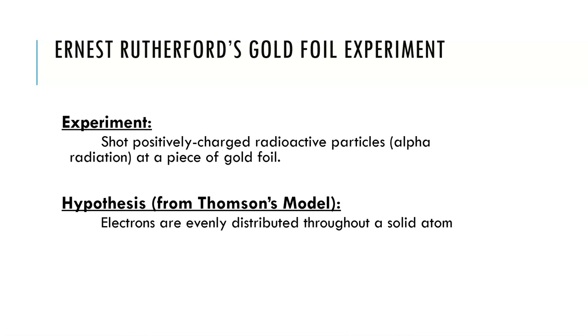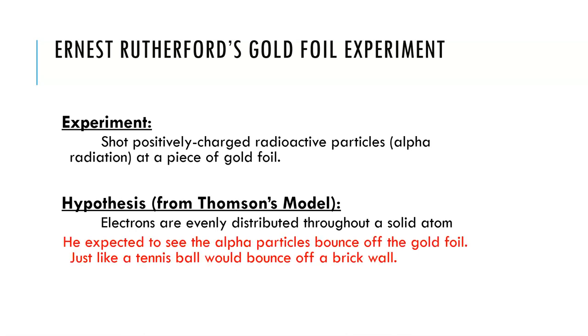Now Rutherford's hypothesis came from earlier models of the atom. Everybody before Rutherford thought that atoms were solid spheres, and that if you lined up a bunch of atoms together, it would almost make like a wall that nothing could get through. So Rutherford's hypothesis was that the alpha particles would bounce off the gold foil, just like throwing a tennis ball against a brick wall. You would expect that ball to bounce off.